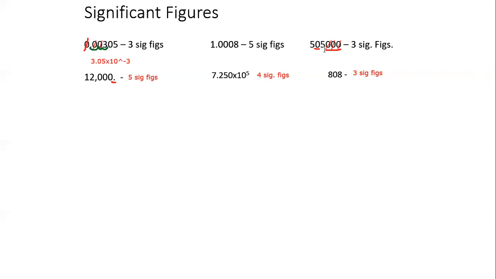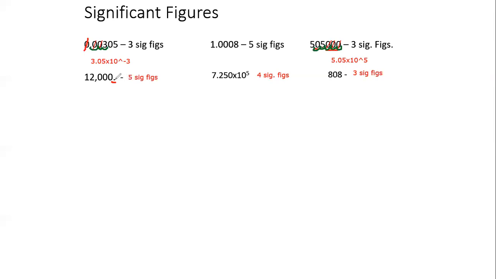Now if we go to 505,000, we pretend there's a decimal point here, and we count 1, 2, 3, 4, and 5. So we moved it 5 places to the left to get a number between 1 and 10. Since we move it to the left, it would be a positive exponent. So notice when we write in scientific notation, we just write 5.05 because those are the only significant figures in that number.